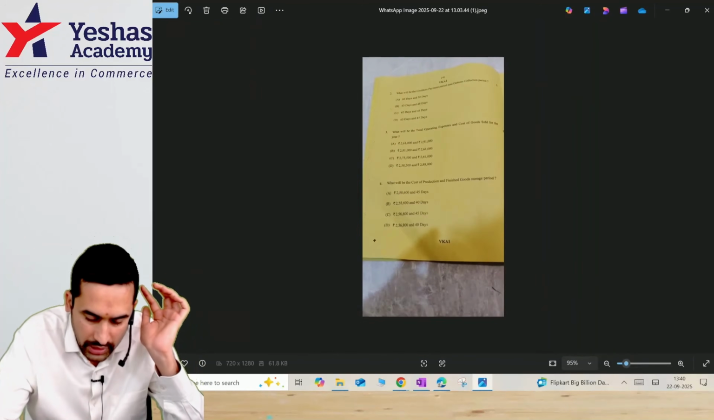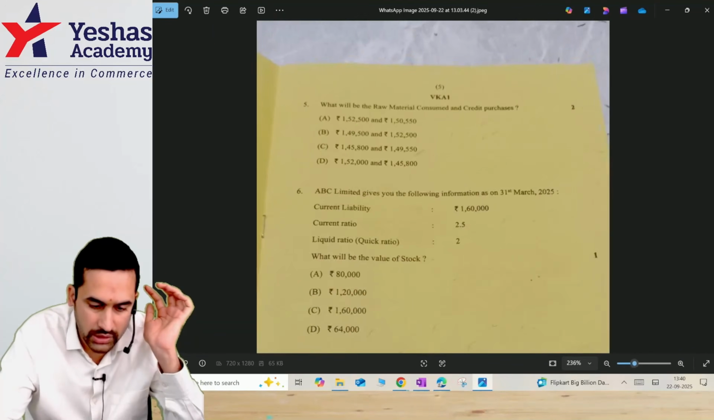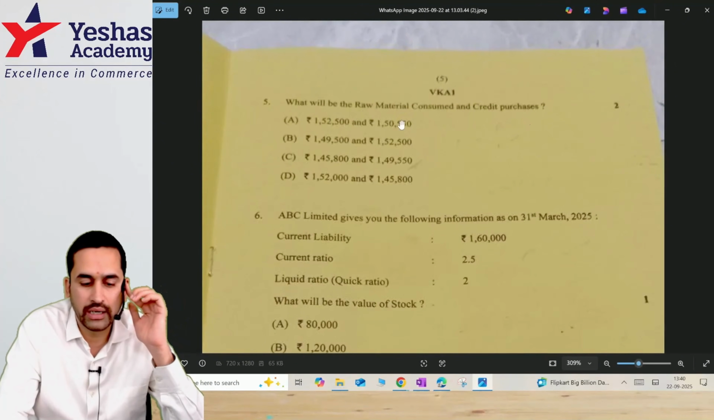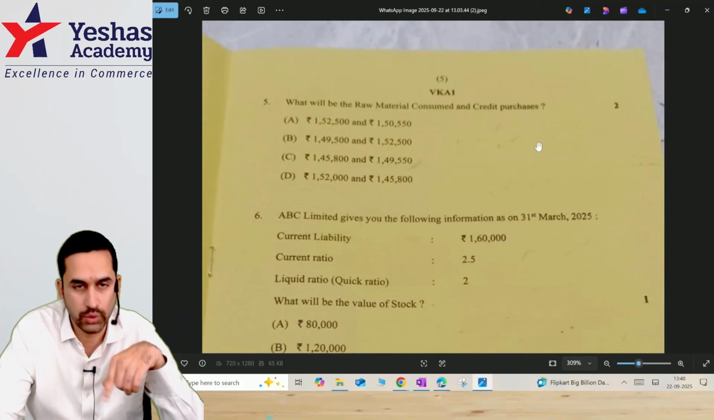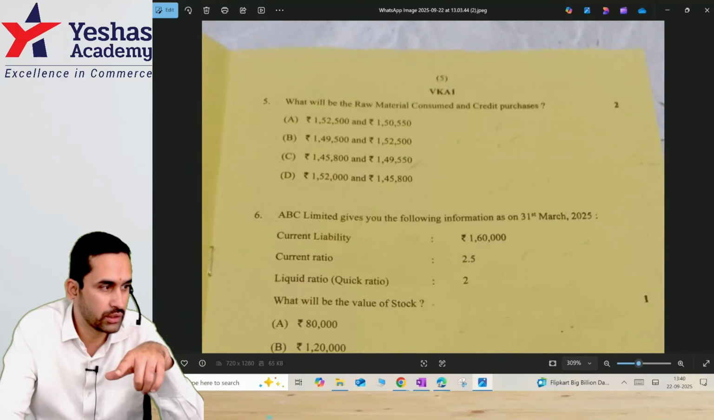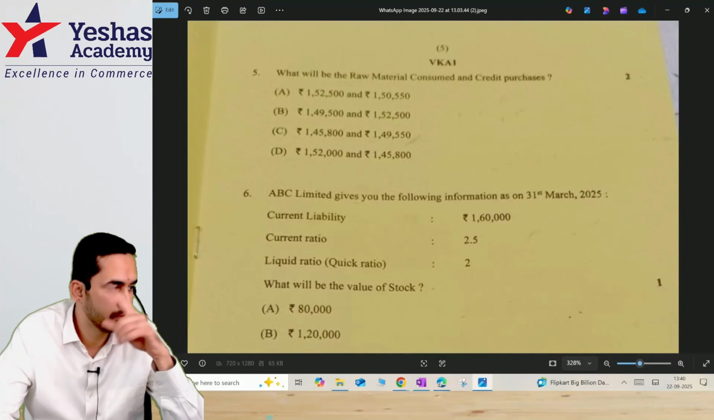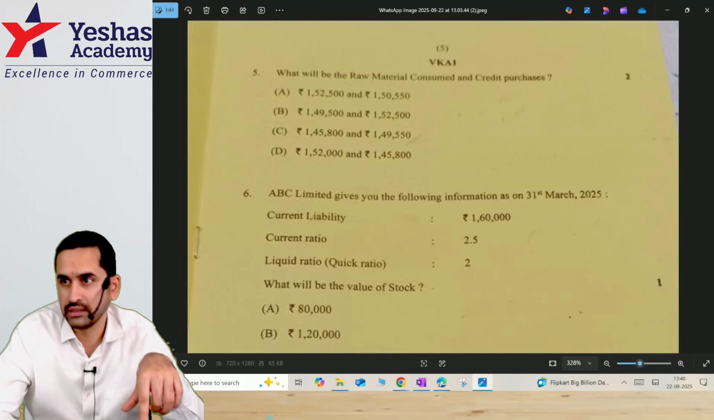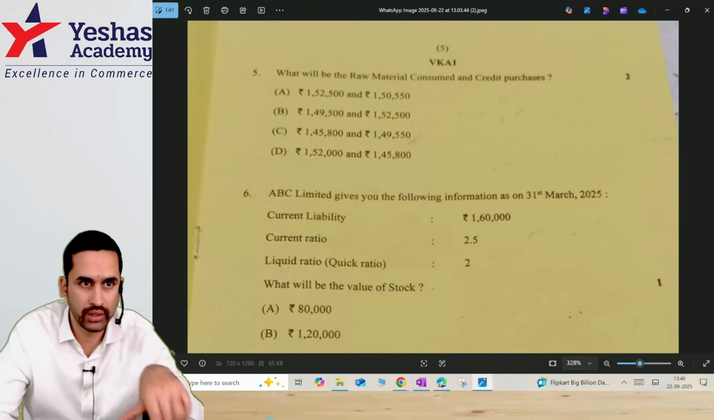This is fourth. I think I have one more. Fifth question is, what will be the RM consumption and credit purchase? 2 marks. So this is a case study based question. This one question I want other students, all of you also to practice once again. Okay.